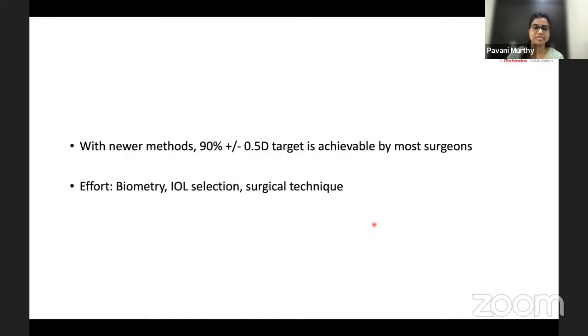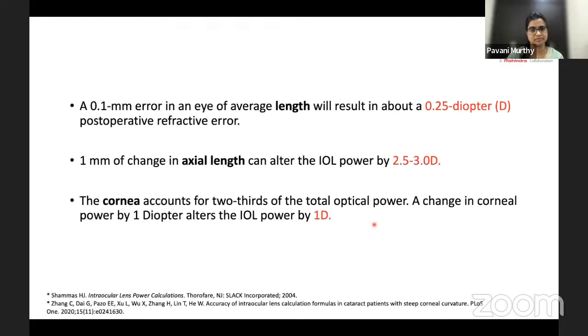So the effort over here basically lies in biometry, good biometry, IOL selection, and the surgical technique.